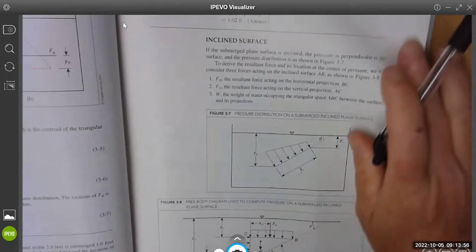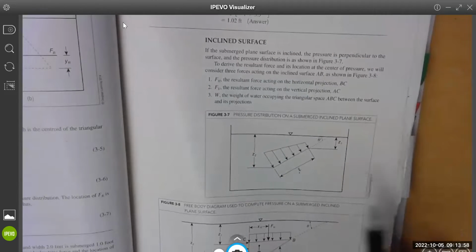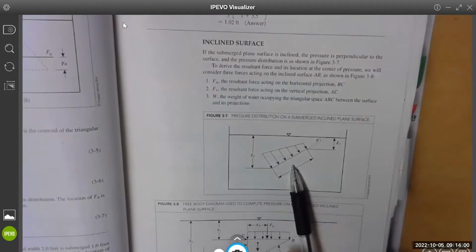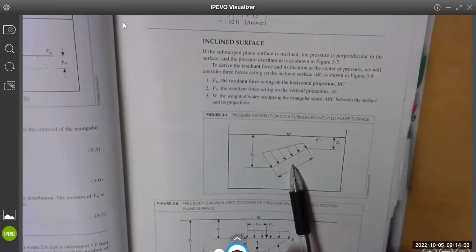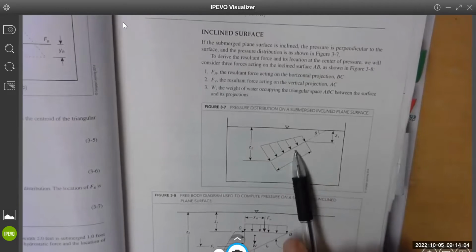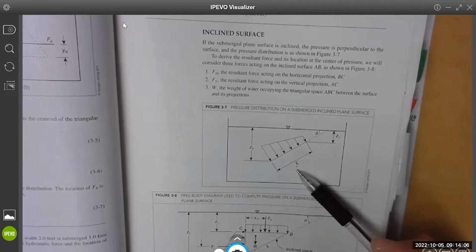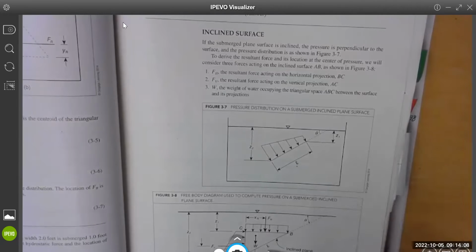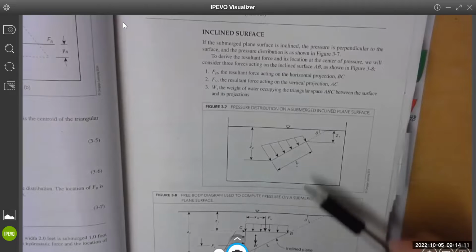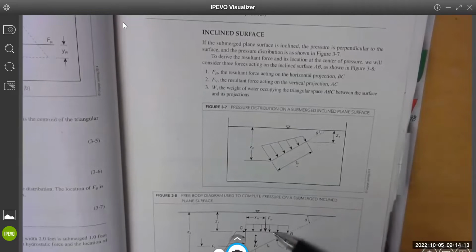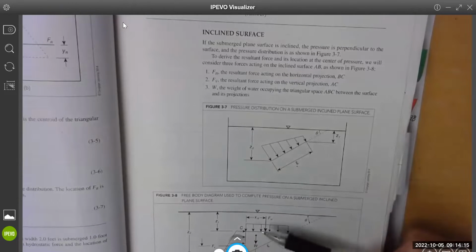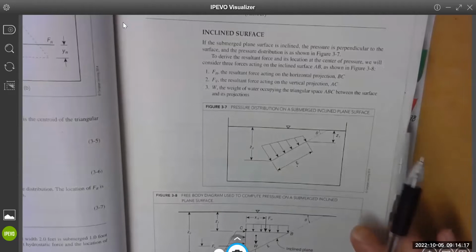What is figure 3.7? That's what we're starting with. Oh, there's a formula in there. No, this is the setup of what we're trying to do. So this L and this L are the same, right? Yeah. So they just go from here and say, okay, we're going to do it as a vertical surface and a horizontal surface, and then they're going to combine it.